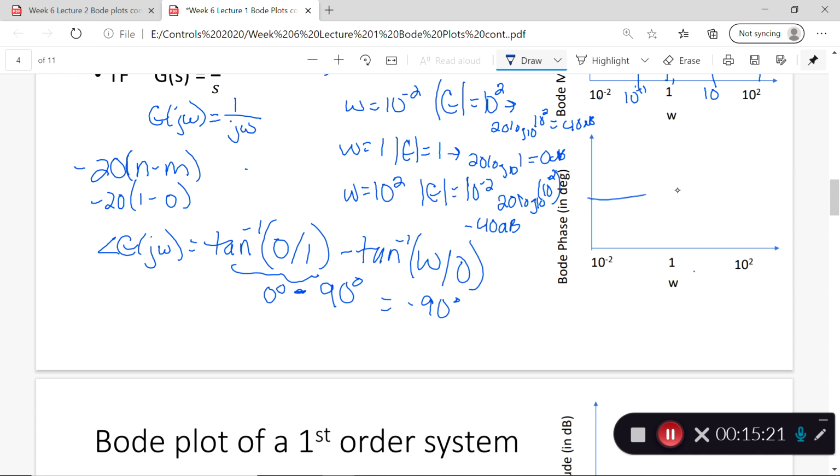So this will have a constant negative 90 degrees phase angle, that no matter what frequency is, I just get an imaginary component on the denominator that's negative 90 degrees at any frequency.